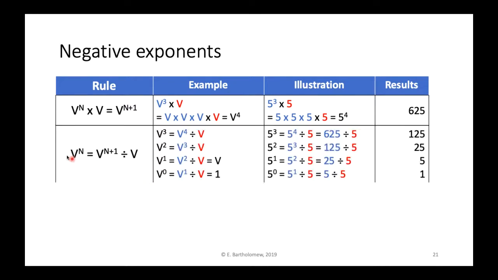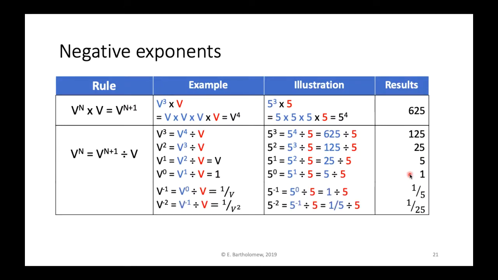Now we can turn that around and ask, what if we were going the other direction? Given that we have v to the n plus 1, v to the n is the same as v to the n plus 1 divided by v. So v to the 3rd is equal to v to the 4th divided by v. And then we could keep going down: v squared is v to the 3rd divided by v, v to the 1 is v squared divided by v, and so on. You can see how that works numerically. Each time, with 5 as our base, we're being reduced by a factor of 5.